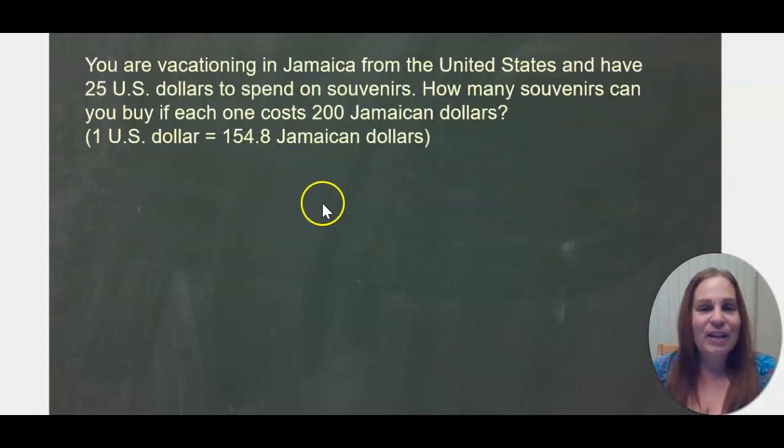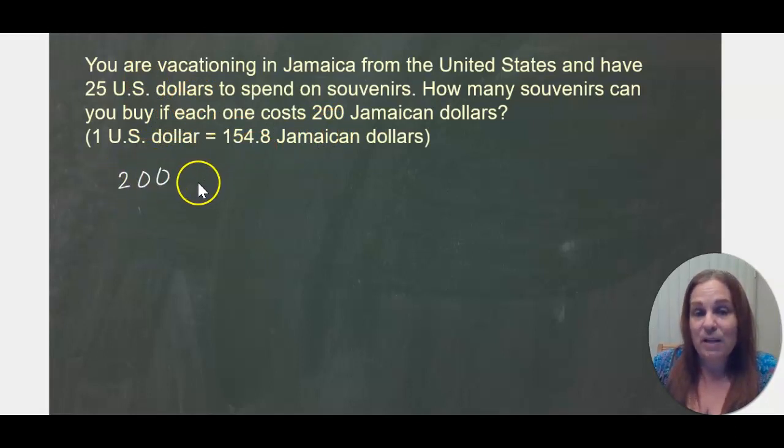All right, you're vacationing in Jamaica from the United States and have $25 US to spend on souvenirs. How many souvenirs can you buy if each one costs 200 Jamaican dollars? So remember, before you do any calculation with how many we can buy, let's convert first. So we start off with 200 Jamaican dollars. I'm going to put JD, and I'm going to put that over 1.